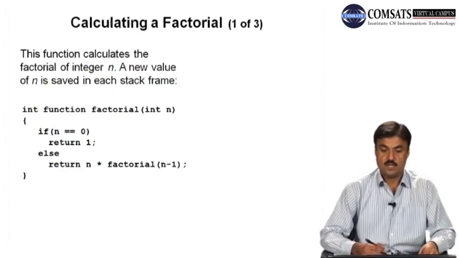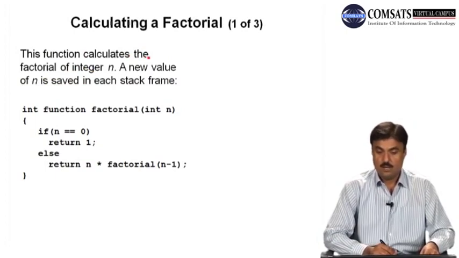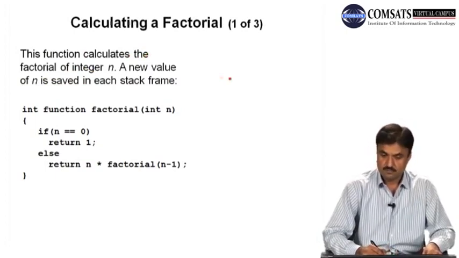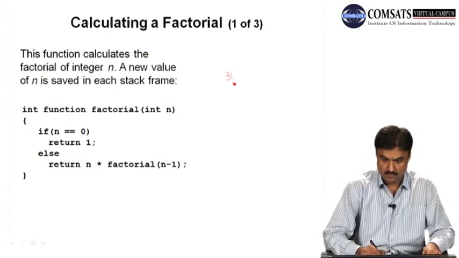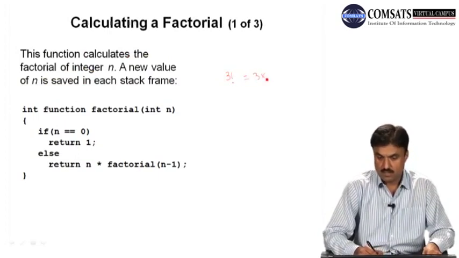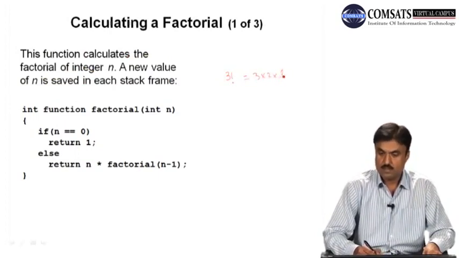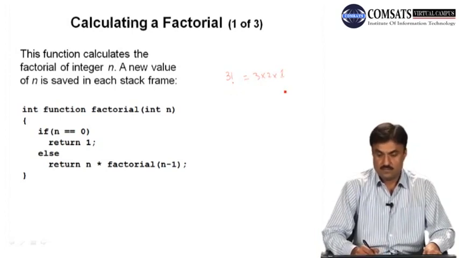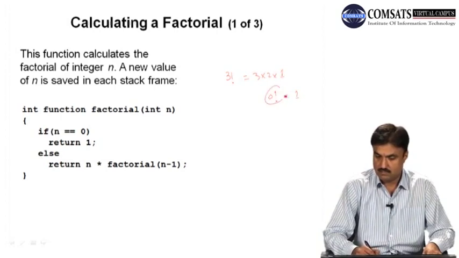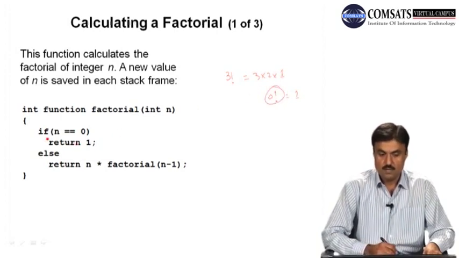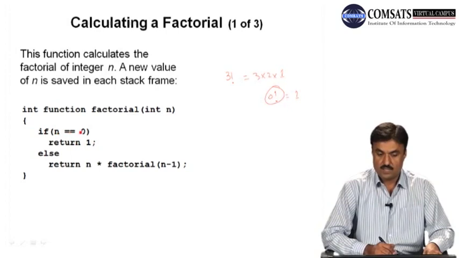For example, this is another example. This function is called the factorial function. So for example, if we say 3 factorial, actually it is 3 multiplied by 2 multiplied by 1. Similarly, if it is for example 0 factorial, it should be 1. This is one check. So we have to continue this process until n is equal to 0. So if n is equal to 0, then it will return 1.